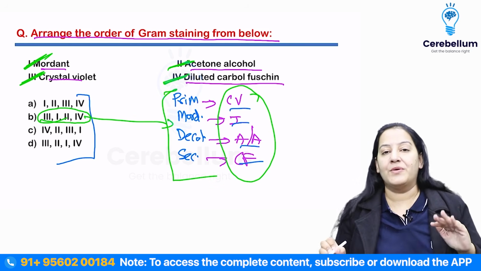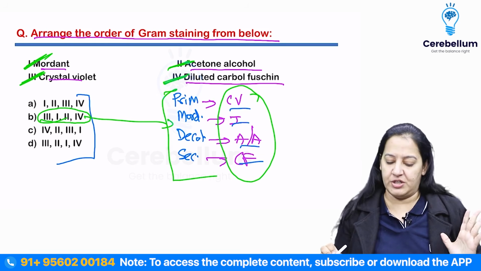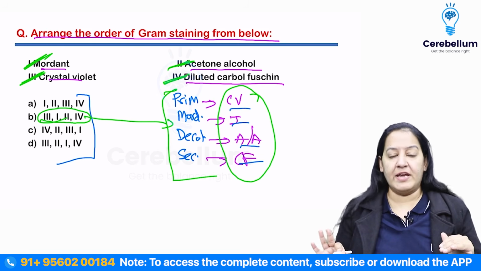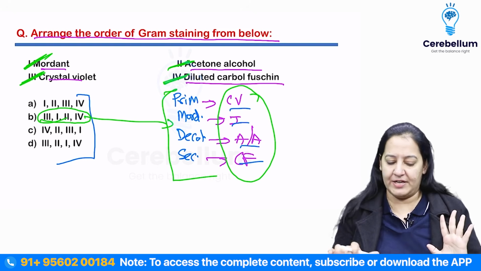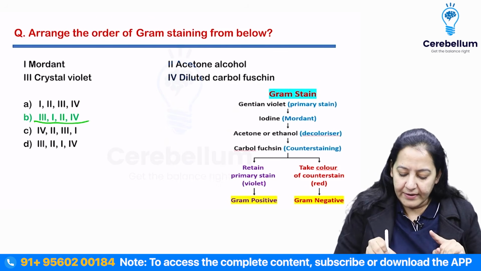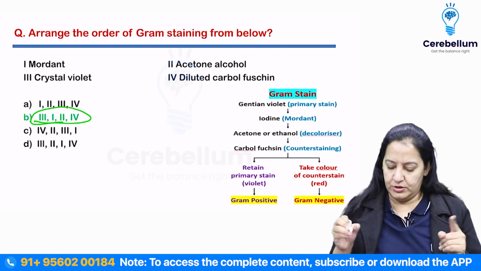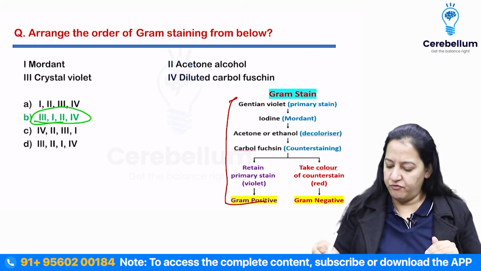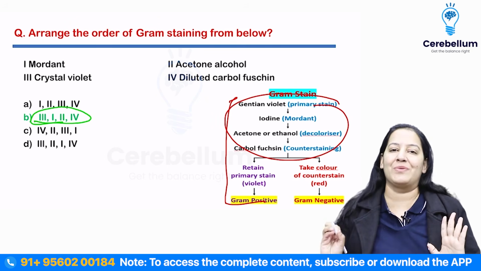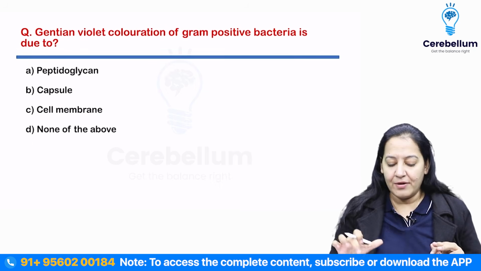Can you make it out? It's a tricky question from INI-CET PYQ, but it's very simple. If someone knows the concept, you can make it out. The correct answer here is 3, 1, 2, 4. You have to know the 4 steps, and if you know them, you can arrange the sequence. We have discussed it, so coming to the next question.